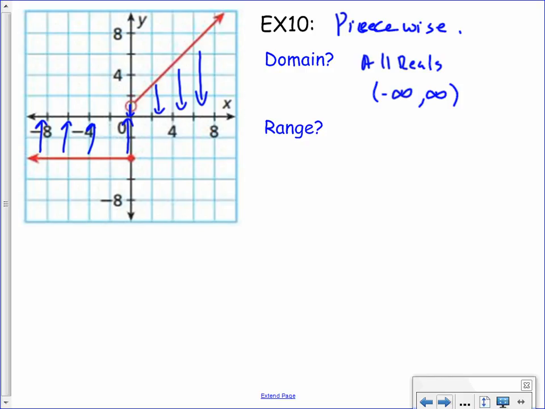Okay, all right. For the range, you ask yourself, is there always a y? Very good. This is a straight line at -2. Notice that after -2, then it jumps up to here, right? Okay. So I'm not gonna have this graph.